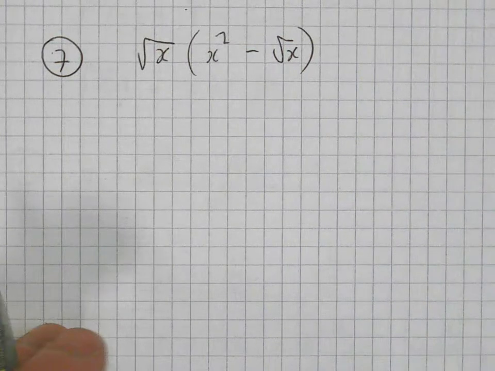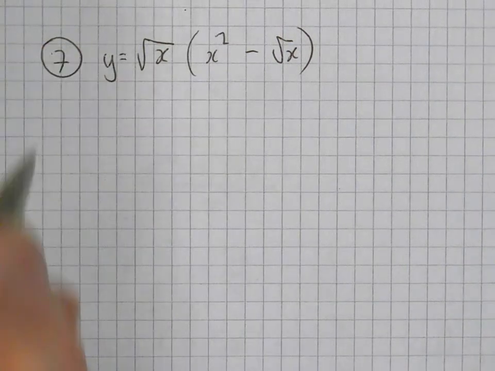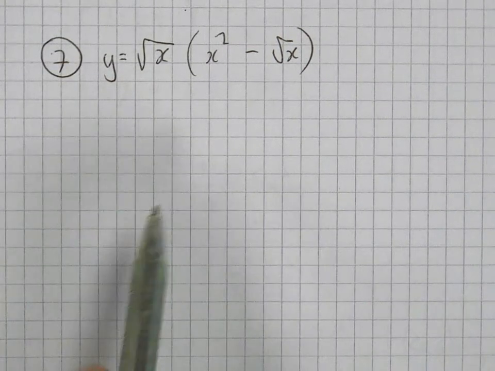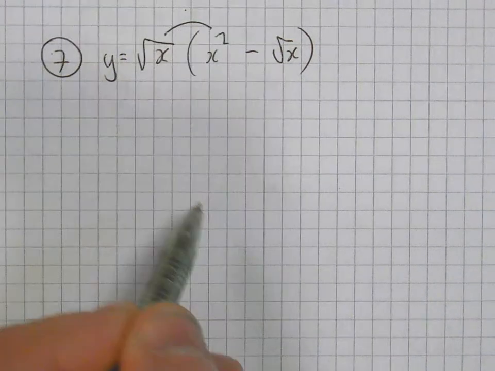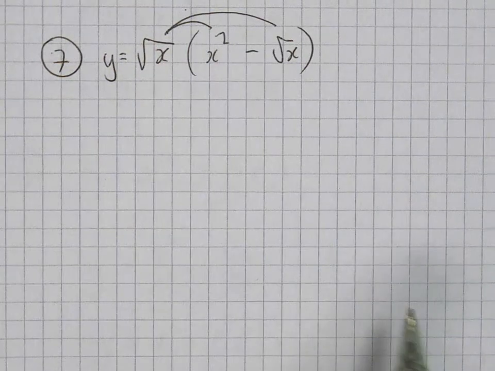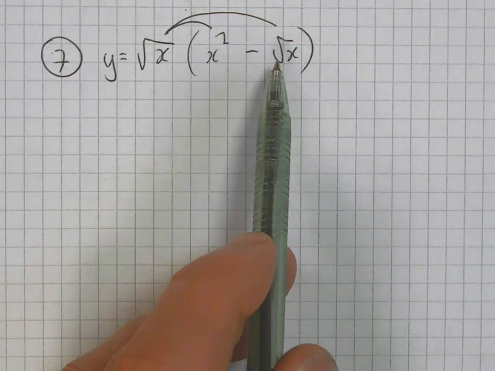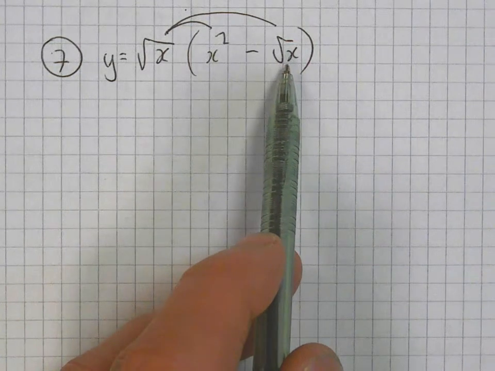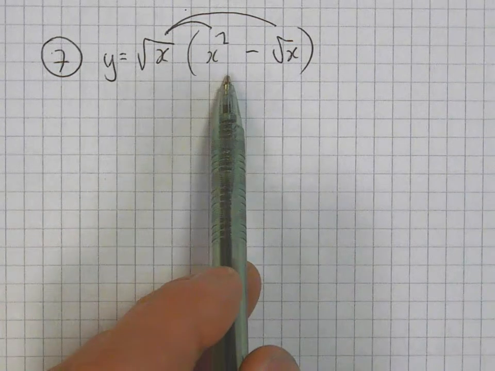Right, before we can differentiate this, you still have to remove the brackets. And the thing about removing the brackets here is you've got to do the root of x times x squared, and you've got to do the root of x times the root of x. Now, I can do the root of x times the root of x quite simply, because that's just going to give me x.